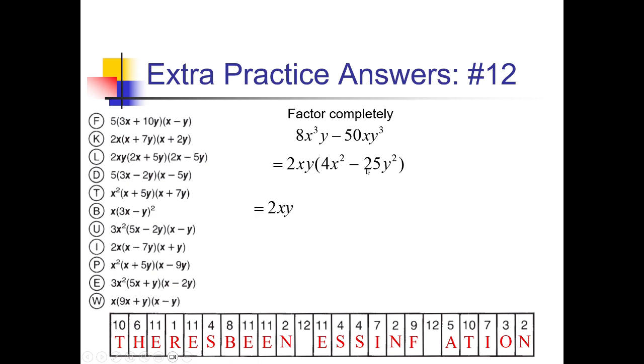Now the stuff in here, we've got a perfect square minus another perfect square, difference of squares. So that's an a squared minus b squared kind of shortcut situation. The square root of 4x squared is going to be 2x. Square root of 25y squared is 5y. So 2x plus 5y, 2x minus 5y. And I see all of that right here. It's the only one with a 2xy in the beginning. So that's going to be an L going in spot 12, so right there, and our final blank right there.